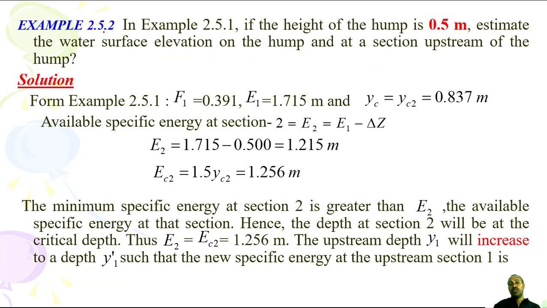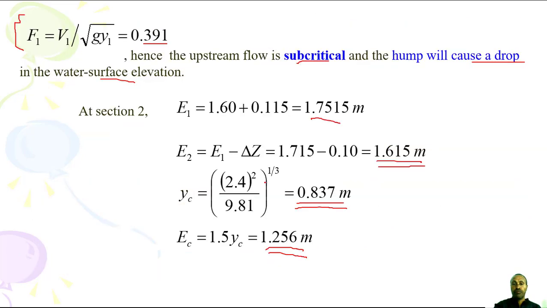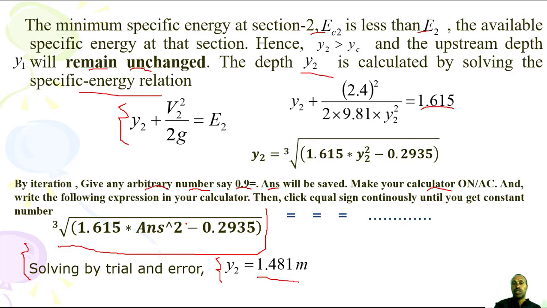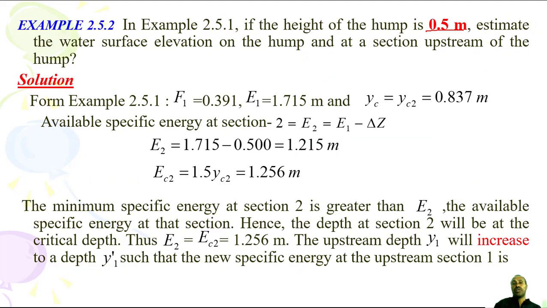And in example 2.5.2, in the above example, example 2.5.1, if the height of the hump is just 0.5. Initially it was 0.1. So if you increase the step height or the height of the hump to 0.5, estimate the water surface elevation on the hump and at a section upstream of the hump. What will happen? So let us see.